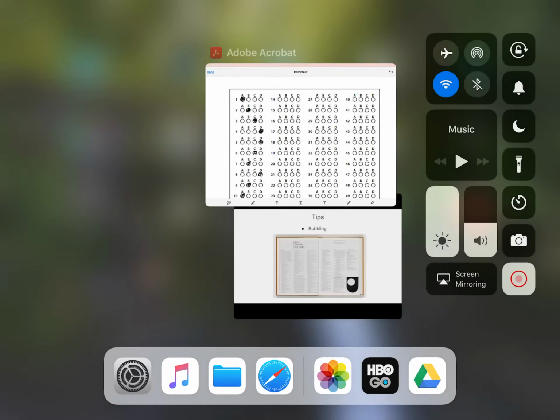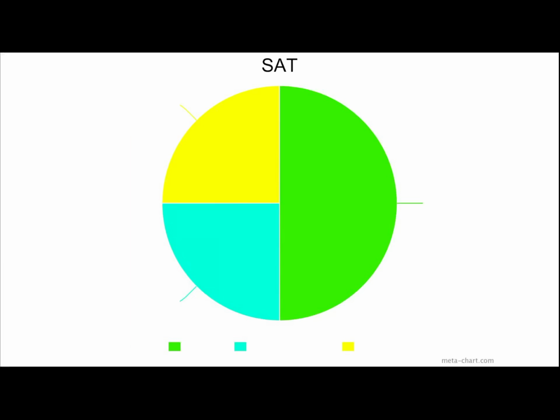Now my next tip is a really big one. What do you think is most important or affects the way you perform on the SAT? Here we have something that is 50%. 50% of it is one thing, 25% of it is something else, and 25% is something else. Maybe pause the video and think about it. What factors do you think affect your performance on the SAT?